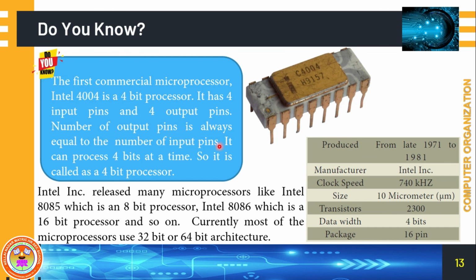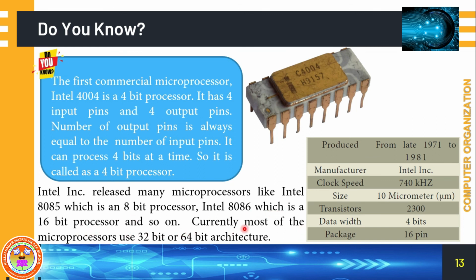The number of input pins and output pins is equal. And it can process 4 bits of data at a time, so it is called a 4-bit processor. Apart from this, Intel released many microprocessors like the Intel 8085, an 8-bit processor, and the Intel 8086, which is a 16-bit processor, and so on.